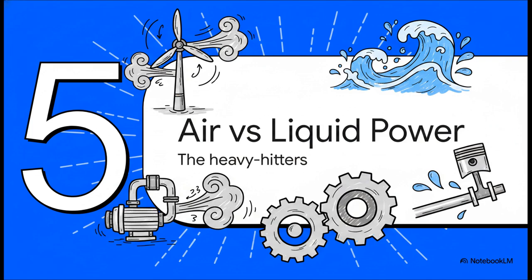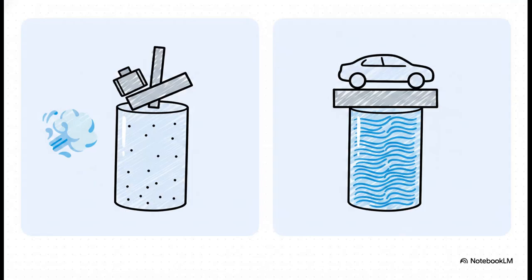In Section 5, Air versus Liquid Power. Both of these systems use pressure inside cylinders and syringes connected by pipes to transfer movement, but they have entirely different temperaments. Pneumatics run on compressed air or gas, and because air molecules have lots of empty space between them, air is easily squished or compressed. It kind of has a soft, yielding nature, meaning it provides less force and will actually give way under a heavy weight.